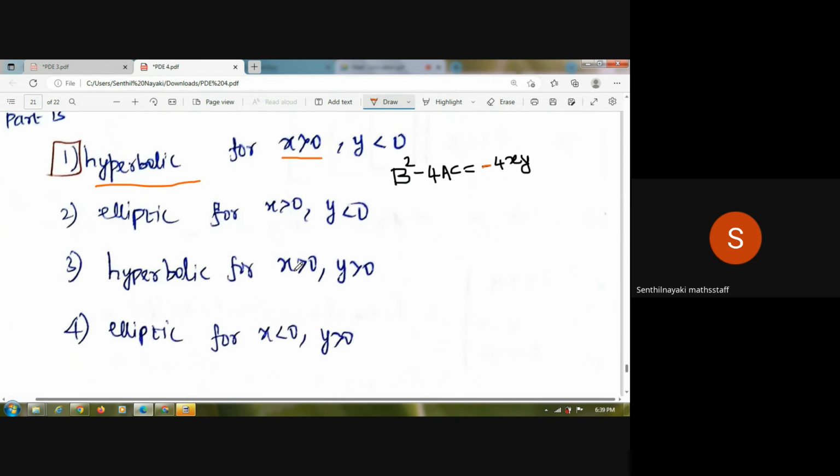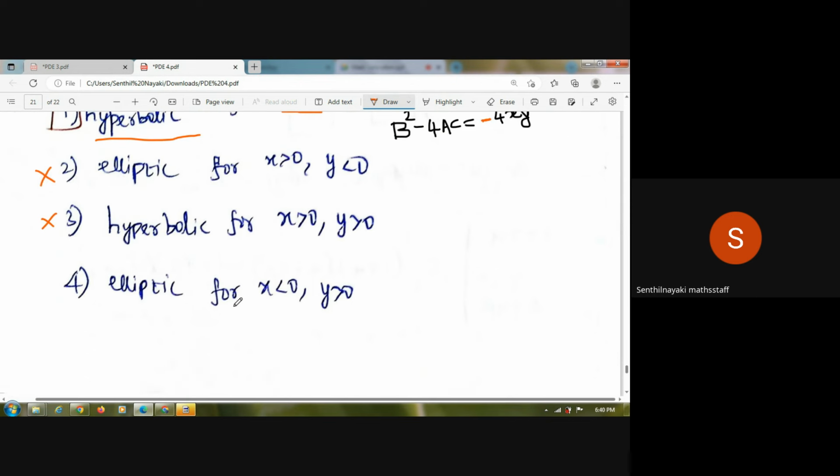Let us discuss the second option. If x is greater than 0 and y is less than 0, then xy becomes negative. Xy is negative, and after multiplying by the minus sign, minus into minus is plus, then we get hyperbolic only, not elliptic, therefore this is wrong. Let us discuss the third option. Here x is positive, y is positive, then xy must be positive. After multiplying this with the negative value, we get only a negative value. So the hyperbolic is not possible.